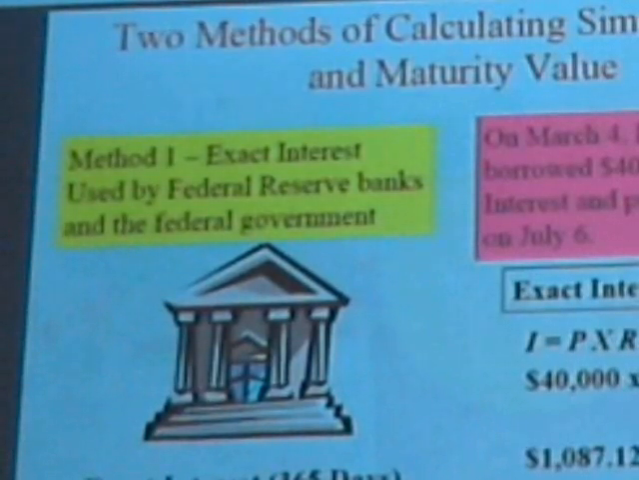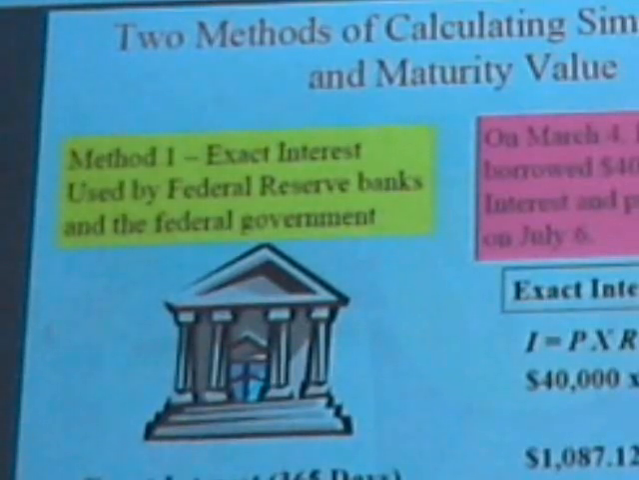Okay, so 360. When the banks use 360 days when they loan us money, as opposed to 365, that means we're going to pay more interest.